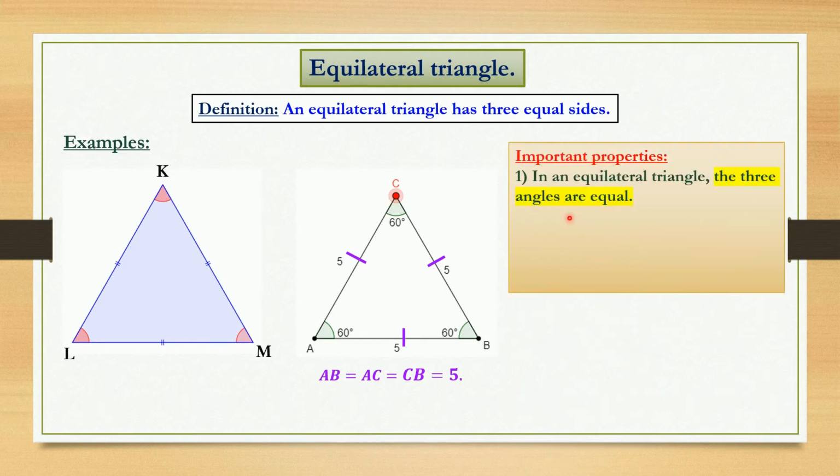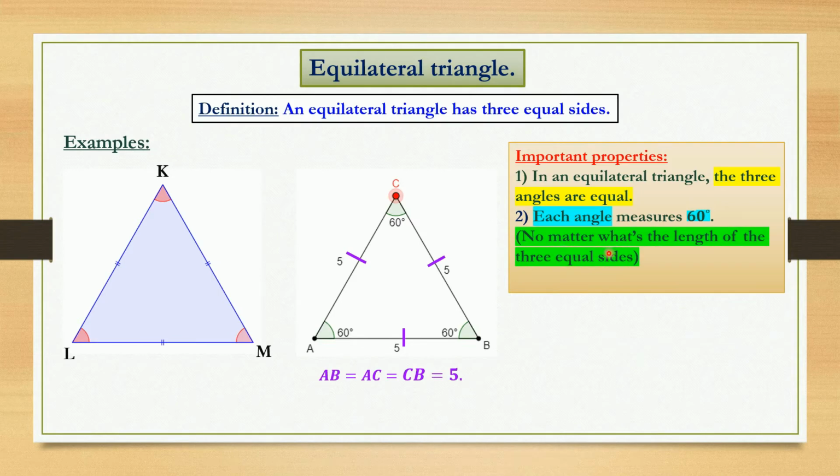Important properties. In an equilateral triangle, the three angles are equal, and each angle measures 60 degrees because 180 degrees divided by 3 equals 60 degrees, no matter what the length of the three sides is. It means if we change the length of the three sides of this equilateral triangle, the angles will always be equal to 60 degrees. Let's see an animation now to prove why, if we change the length of the sides, the angles will remain equal to 60 degrees each.